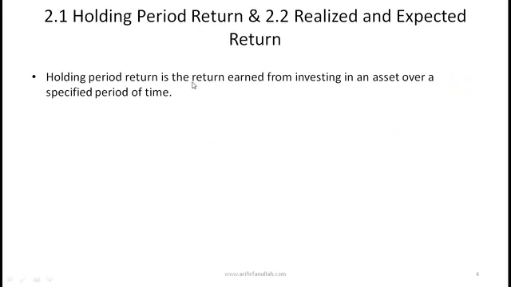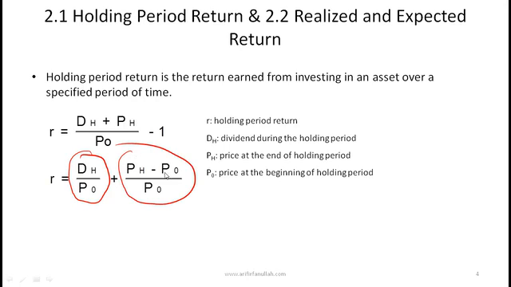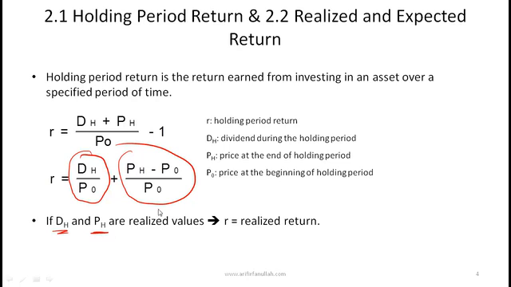Now just a little more on each of those concepts. Do you remember this formula for holding period return? It's your dividend during the holding period plus the price at which you expect to sell, divided by P naught. Really basic. Algebraically it can also be written as this. What's this yield called? That's the dividend yield, and this is the capital gains yield. If the dividend and P_H, meaning how much you expect to sell it for at the end, are realized, then R is a realized return. If they are expected values, then R is the expected return.